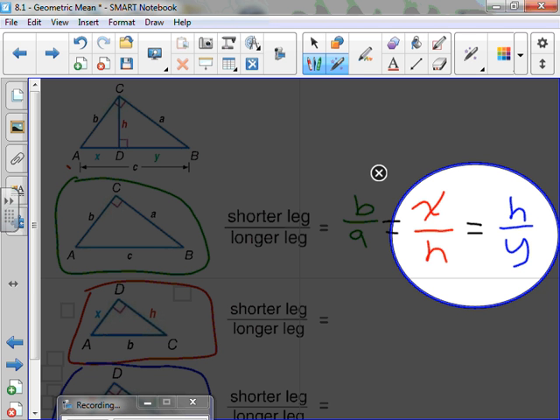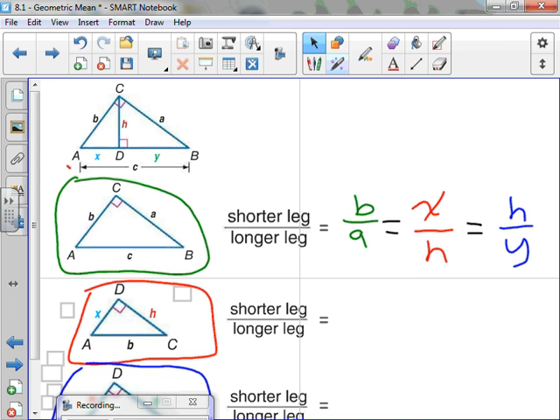Now, hypotenuse over shorter leg, what is this? Hypotenuse for the green triangle is what? C. C over the shorter leg, B. C over B. And that's going to equal, for the red triangle, H over X. So hypotenuse is the bottom. B over X. And this is equal to?